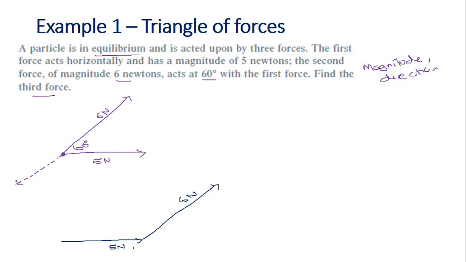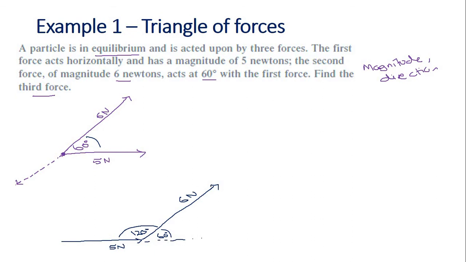Now, as we're joining this, the angle made with the horizontal was 60 degrees, which means this angle in here is 60 degrees, which means because these are angles on a straight line, they're supplementary, so this will have to be 120 degrees, so it adds up to 180.